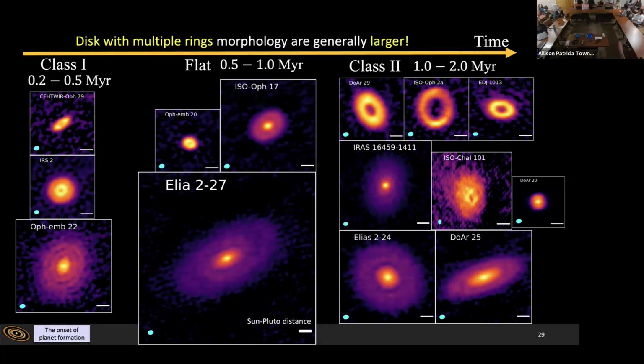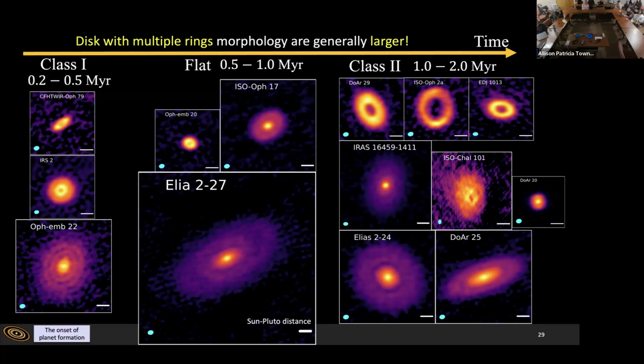From the sample, we found, interestingly, that the multiple ring systems tend to be larger than the other types of morphology. This could be intrinsic, or it could be due to observational bias, because with a larger disk you can resolve multiple rings, but if the disk is too small, then you couldn't see them. So this is an interesting trend that we see from our data.